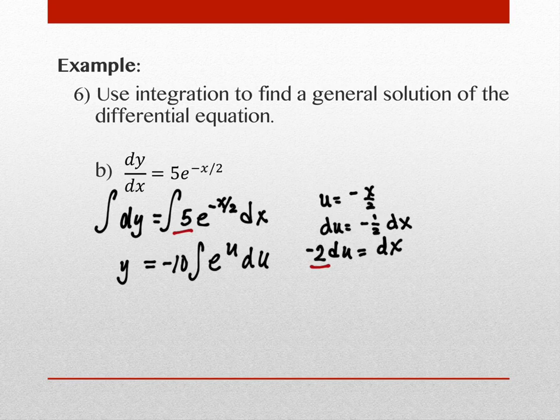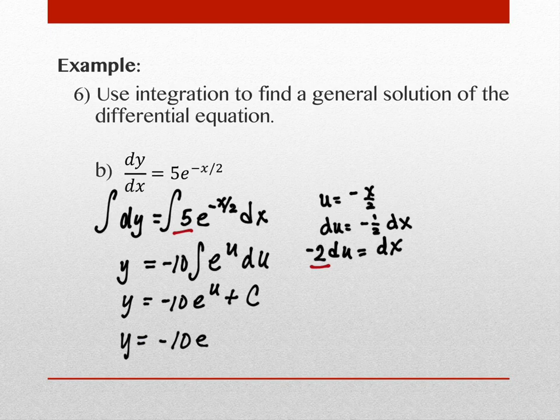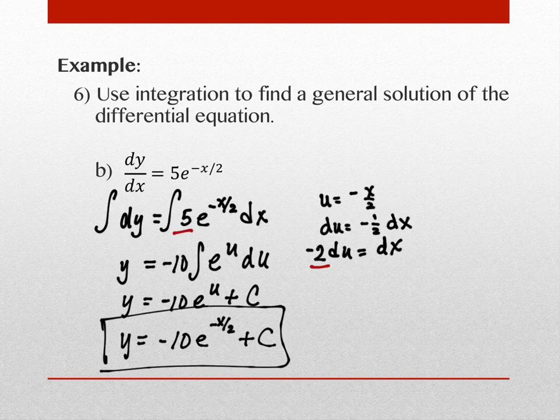Okay, is everybody okay with my substitution step? I kind of merged a few things together. Okay. What's the antiderivative of e to the u? E to the u. And then plus c, right? And then my u is negative x over 2. All right, everybody good?